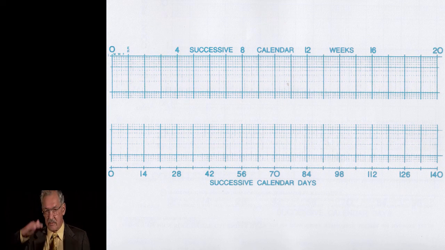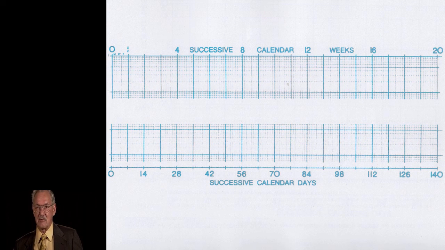You'll see right above those blanks that we just filled in the phrase successive calendar days. And you will see above that a series of 140 vertical lines. You'll notice that some of these lines are darker than others. If you look carefully, you'll see that every other dark line has a number under it. The first one is 0, the second one is 14. It might give you a hint as to what those dark lines are measuring. The next number is 28.